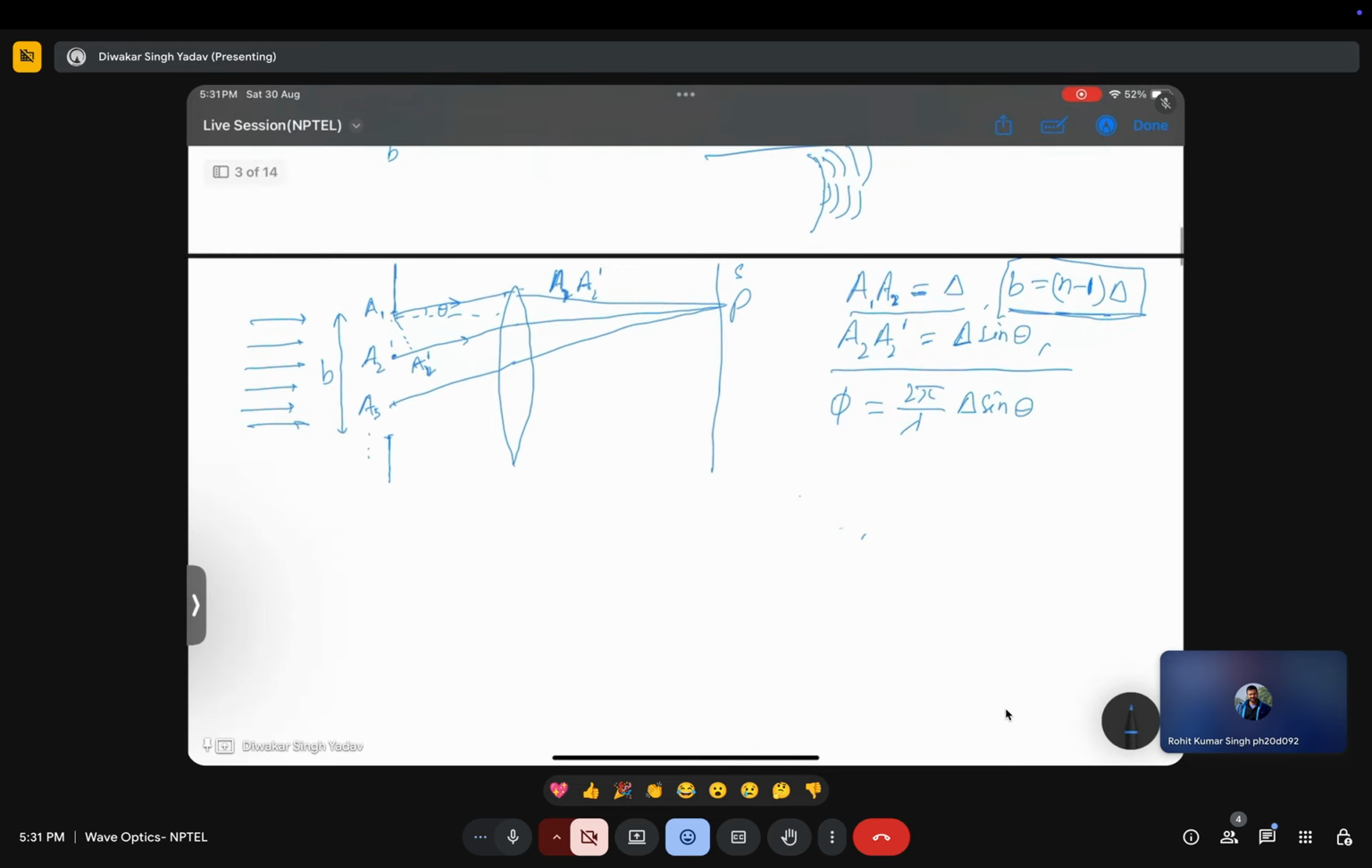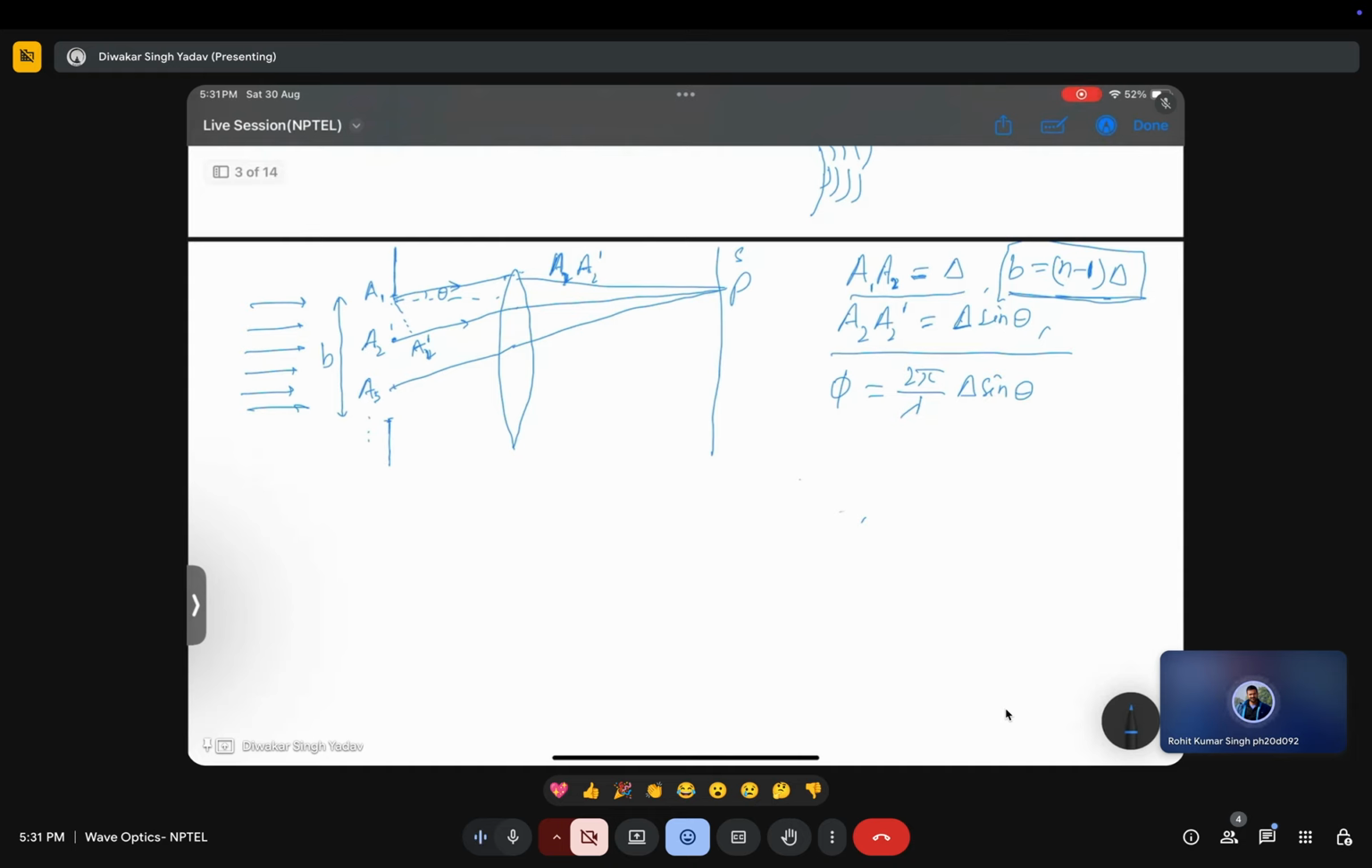So we are now concerned with only 2 points, A1 and A2. We will see later what happens. So these 2 points have no path difference and they will interfere, right? Now you see, diffraction is nothing but a manifestation of interference, interference among the same wavefront.